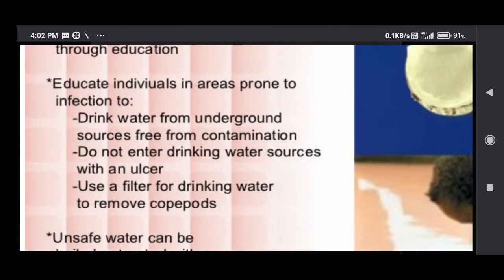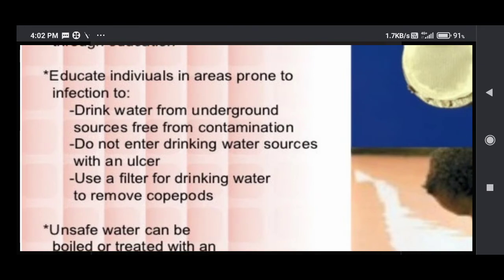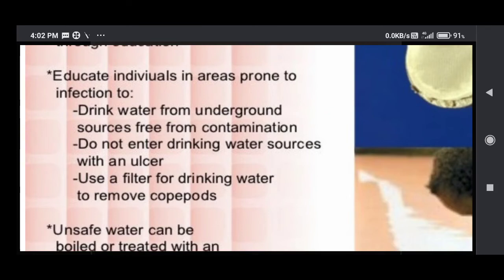Drink water from underground sources free from contamination. Drinking water must be taken from underground, especially bore wells. A person suffering from an ulcer must avoid entering drinking water sources or water bodies. Use a filter for drinking water to remove the copepods. Unsafe drinking water can be boiled or treated with chemicals.